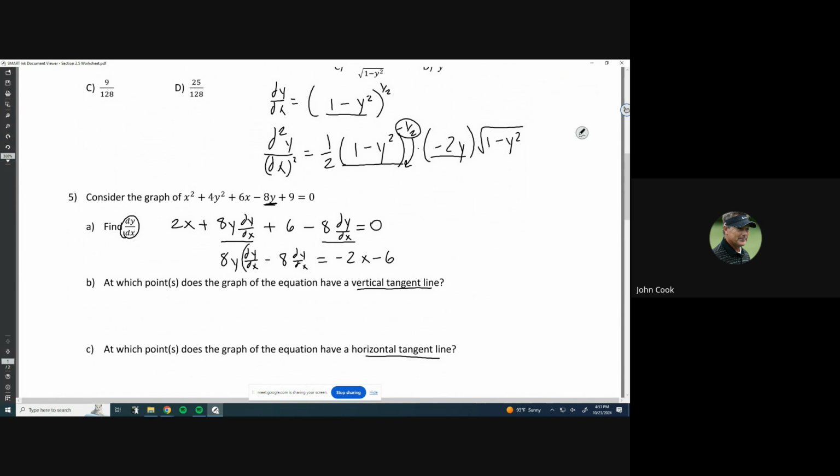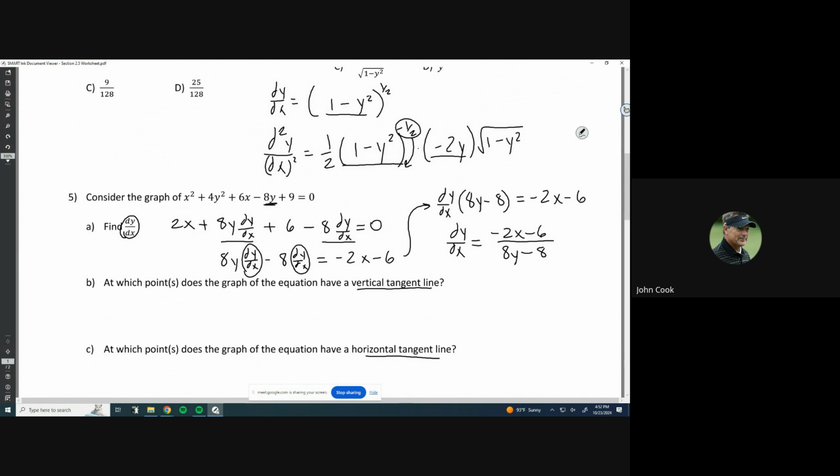Now, same steps, factor out the dy/dx's here. So I get, let me write the steps up here, dy/dx times parentheses 8y minus 8. And then that's going to be equal to negative 2x minus 6. And then to get dy/dx by itself, I divide that part out. So I get dy/dx is equal to negative 2x minus 6 over 8y minus 8. So there's my first derivative here.